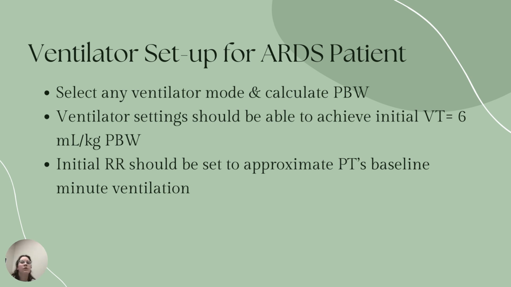You can also adjust the tidal volume and respiratory rate to achieve a target pH and plateau pressure. The pH target should be 7.3 to 7.45, and the plateau pressure should be under 30 centimeters of water pressure.